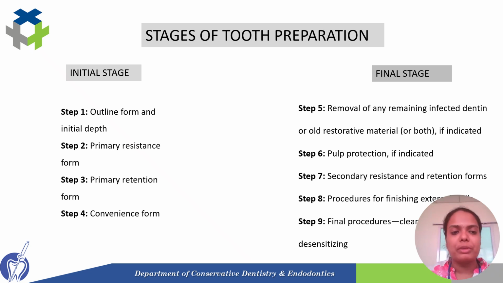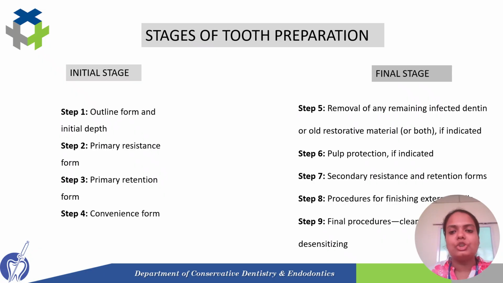Stages of tooth preparation. Tooth preparation can be divided into two stages. The first one is the initial stage and then you have the final stage. The initial stage consists of 4 steps, whereas the final stage consists of 5 steps. The first step in the initial stage is to give an outline form and initial depth. The second is primary resistance, then primary retention, and finally the convenience form.